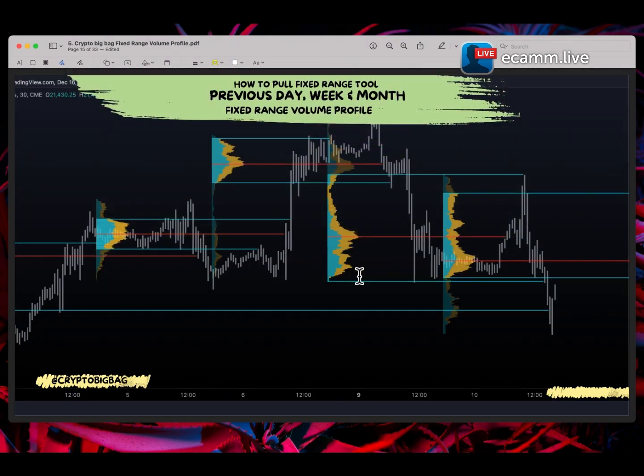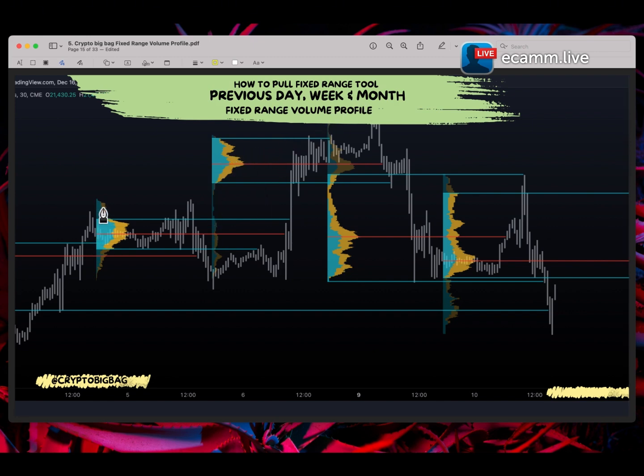So how to pull a fixed range using time-based sessions? How to pull a fixed range through from the previous day, previous week, and previous month. It's very easy. You just start from the beginning of the day to the ending of each day to get SR levels.